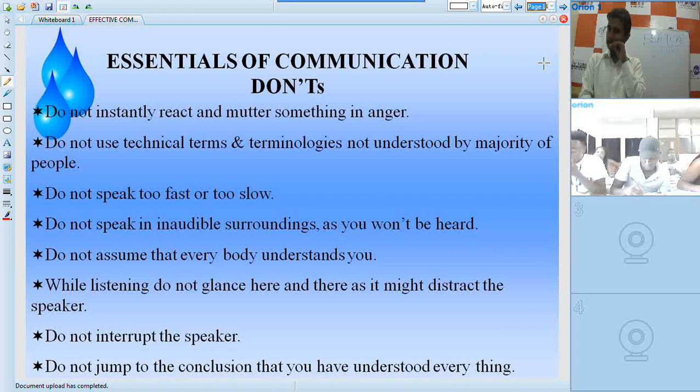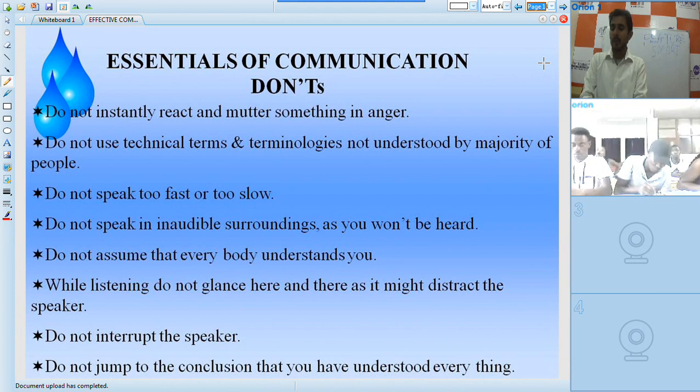Do not use technical terms or terminology that is not understood by the majority of the population. As I've told you, always use simple words and phrases. So do not use any words or terms which are not understood by the people.